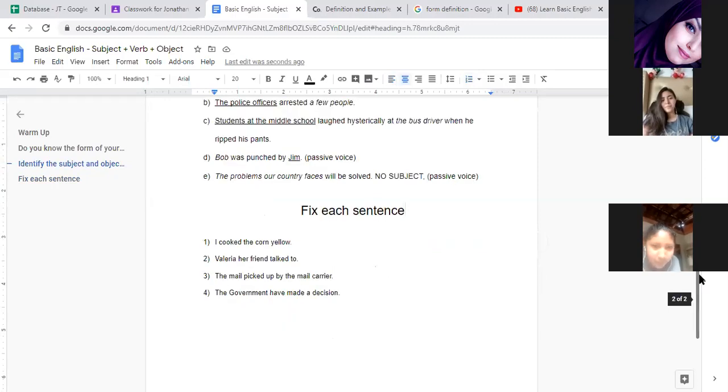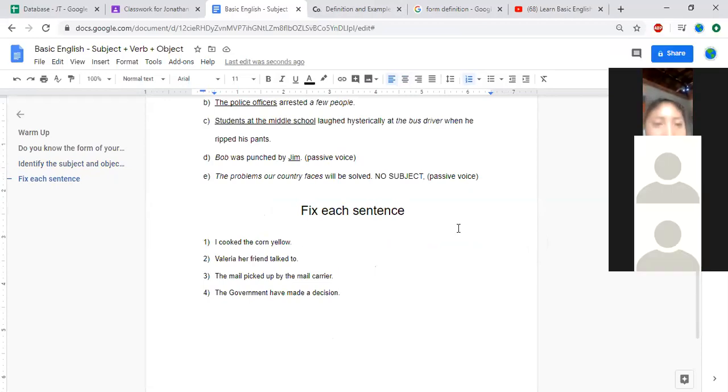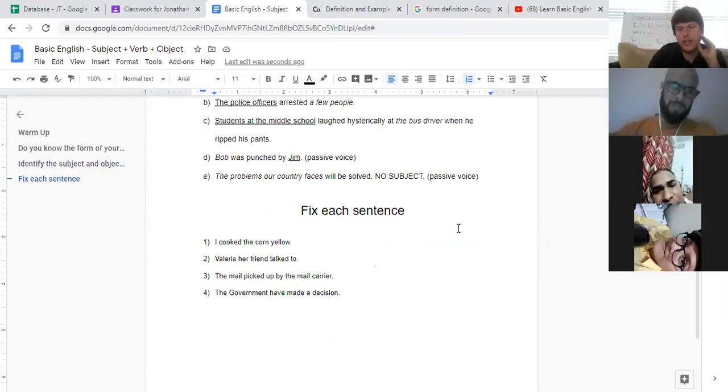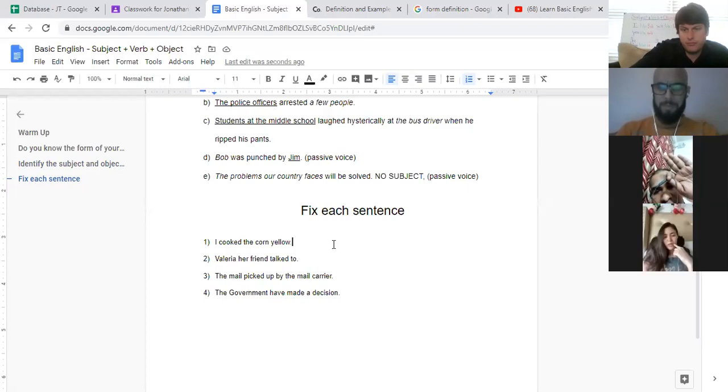Okay, and now let's fix each sentence. So there is a mistake in each sentence. And just tell me how I should fix this sentence. Sentence number 1, I cooked the corn yellow. You can raise your hand if you know, or okay, Mohammed, go for it. It's correct. There is a mistake, Mohammed. What do you think it is? Could be I cook a corn yellow.